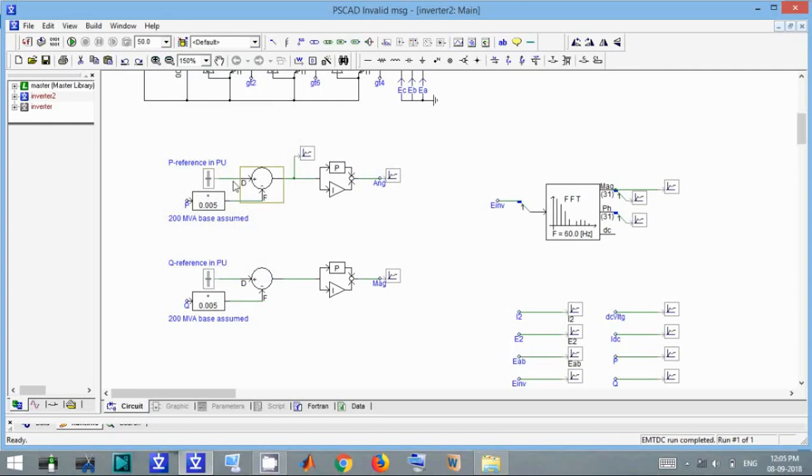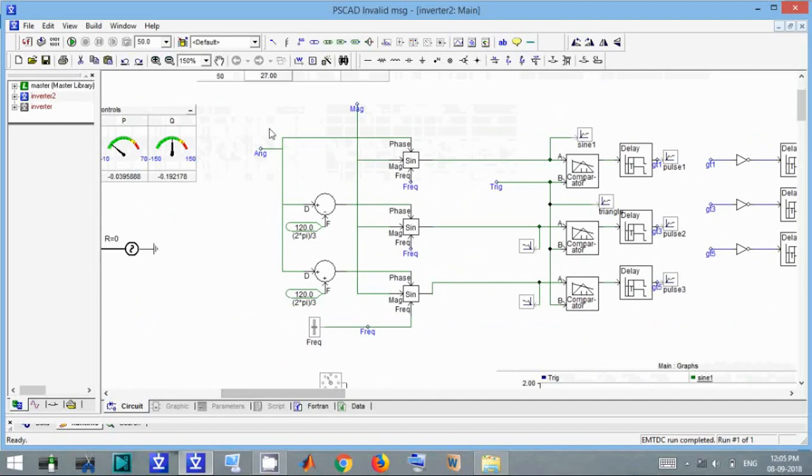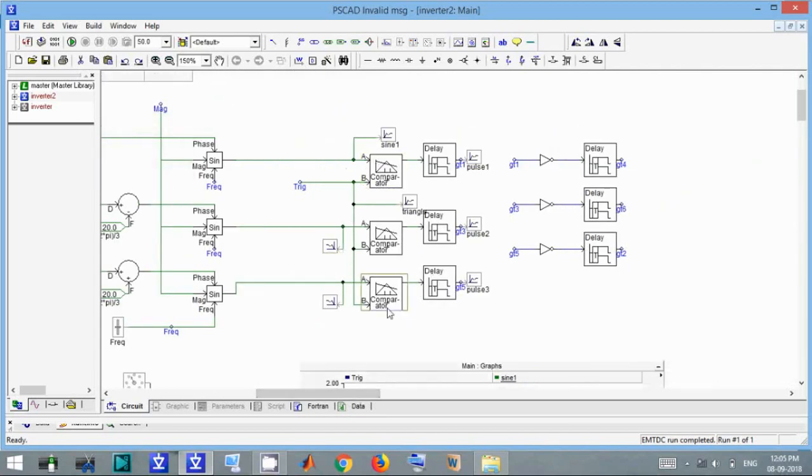This signal and this signal are subtracted, and the error is passed through a PI controller to minimize it, and we get the angle signal from this. Similarly, from the reactive power we get the magnitude, and this is the signal we feed to the magnitude and phases of the sinusoidal waveform generator. The rest of the operation is the same.